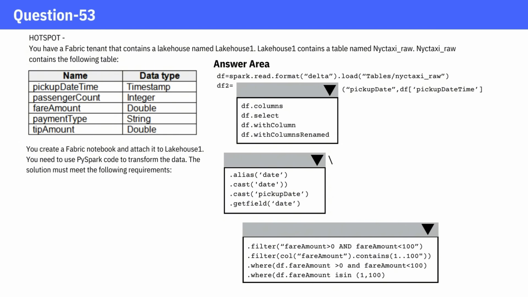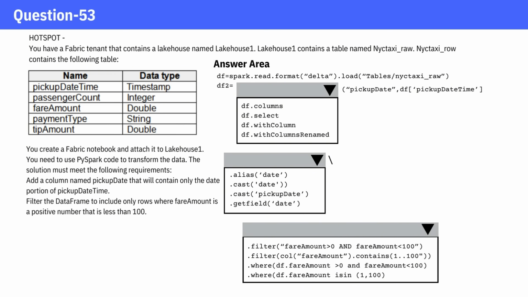You create a Fabric notebook and attach it to Lakehouse 1. You need to use PySpark code to transform the data. The solution must meet the following requirements. Add a column named Pickup Date that will contain only the date portion of pickup date time. Filter the data frame to include only rows where fair amount is a positive number that is less than 100.